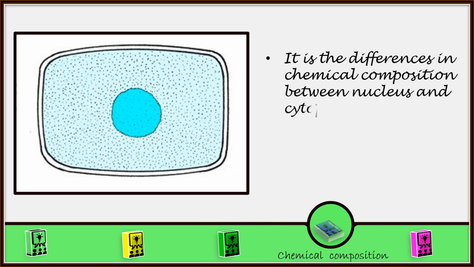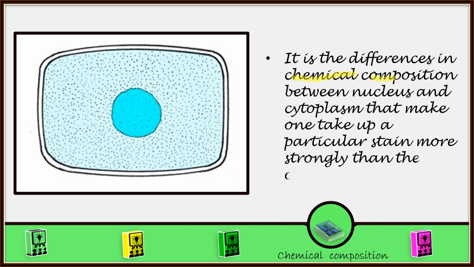It is the difference in chemical composition between the nucleus and the cytoplasm that makes one take up a particular stain more strongly than another. So because of the different chemical composition of the cytoplasm and of the nucleus, the part that you want to see will determine the type of stain that you are to use.